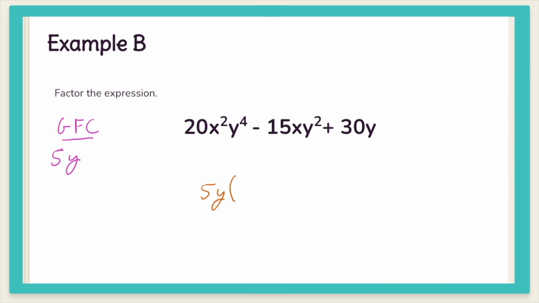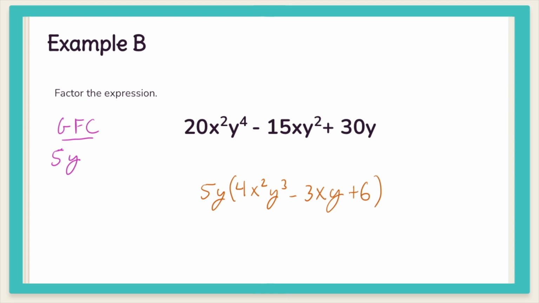So when I do 20 divided by 5, that's going to leave me with 4. And then I'm going to have x squared, because I didn't touch the x's, but I did take away one of my y's, so now I have y to the third. When I go to my next term, I've got negative 15 divided by 5, which is going to leave me with negative 3. Again, I didn't touch the x's, so it's going to stay x, but I did take away one of my y's, so now that's just regular y. When I do positive 30 divided by 5, that's going to leave me with just positive 6. And because I took away its y, it doesn't have any more, so I'm done there as well.